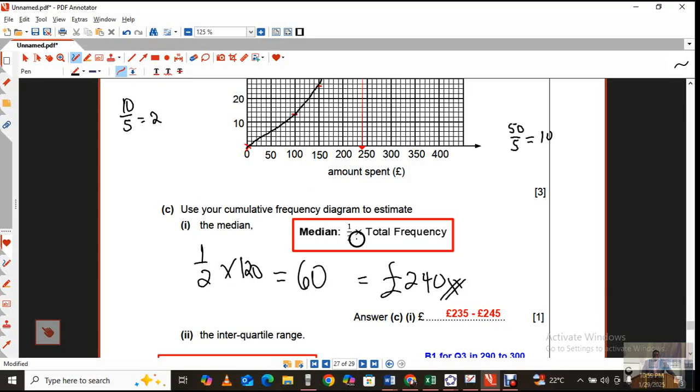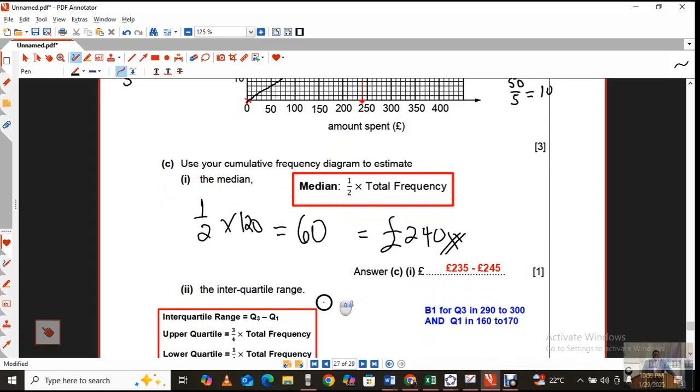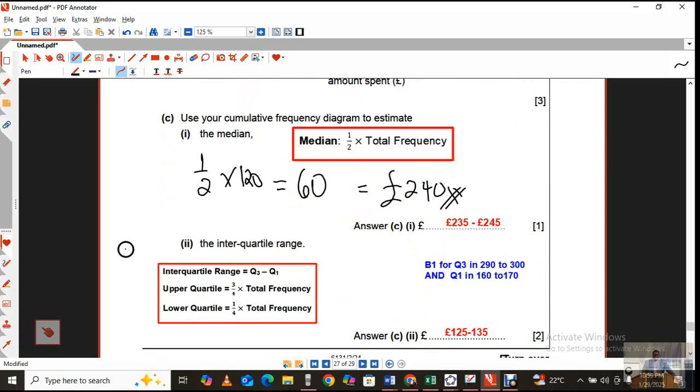How do you find the median? You take half of the total frequencies and then you write it down because we are looking for the dollar, for the pounds. So you have to do that. The interquartile range: you take the upper quartile, which is 3/4 of the total frequency, minus the lower quartile, which is 1/4 of the total frequency, and you subtract them. Now, let us see what is 3/4 of 120, and let us see what is 1/4 of 120.